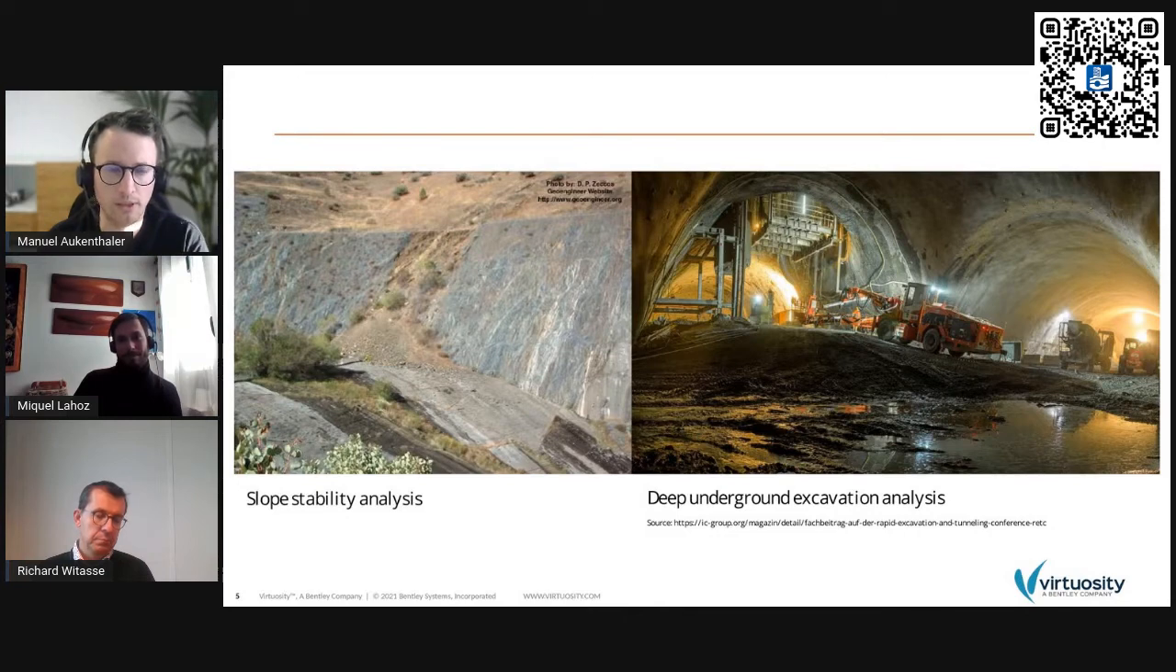Where if we come back to these two specific applications, slope stability analysis and deep underground excavation analysis, where do you see the main differences in approaching such an application when the goal will be to perform a numerical analysis? So what's the difference there in the approach?